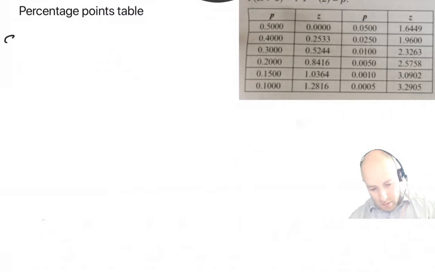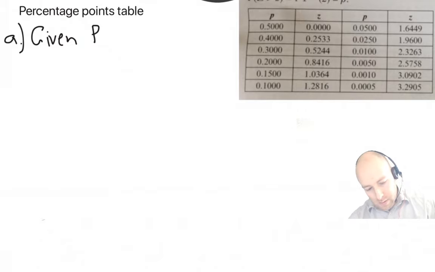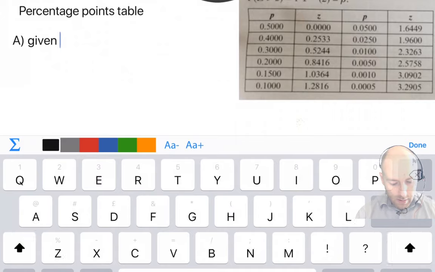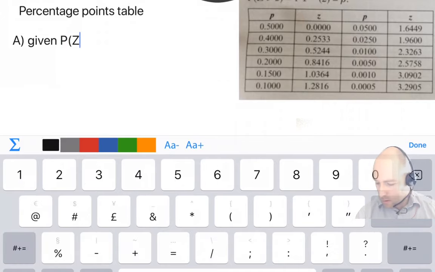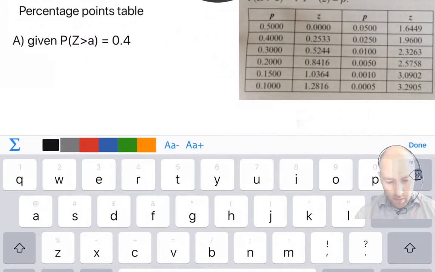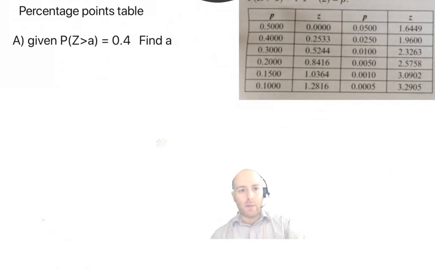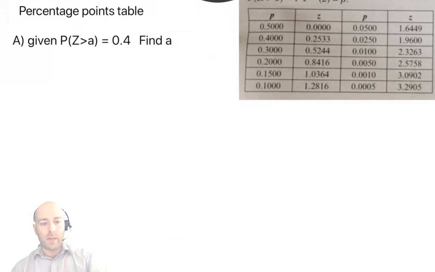So part A, let's type this. A. Given probability Z is greater than A equals 0.4, find A. So we're told the probability Z is greater than a value we're trying to find. It's 0.4. We want to use that to try and find A.